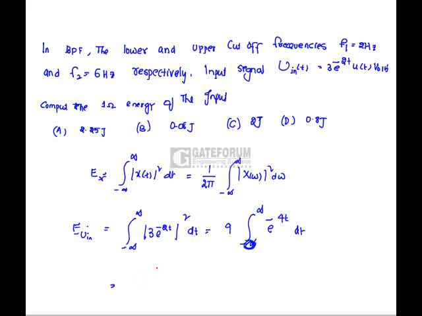Now 9 by 4, which is 2.25 joules, hence option A is correct.